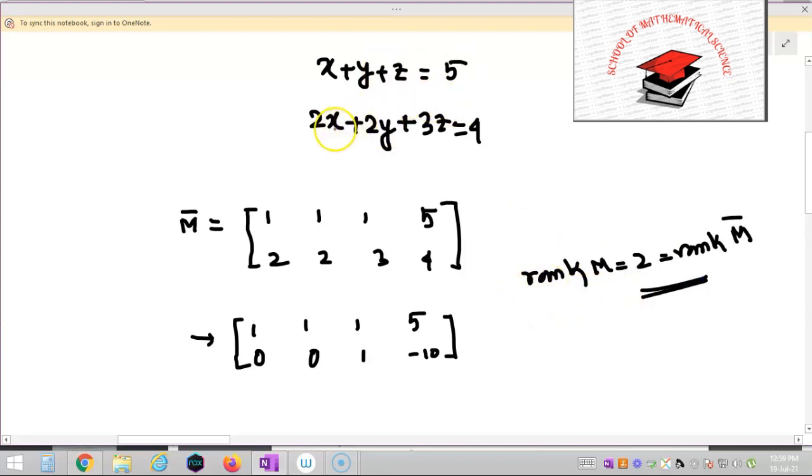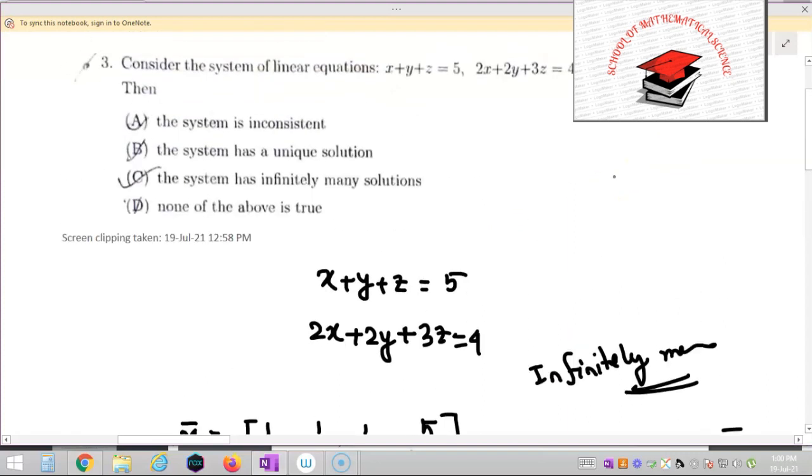So I can say that this system is consistent. This is a system of linear equations where the number of equations is less than the number of variables, and the system is consistent, so it must have infinitely many solutions, right? So let us see the options. Option C says that the system has infinitely many solutions, so option C is our correct option. Okay, so that's all about question number 3. Now let us solve question number 4.